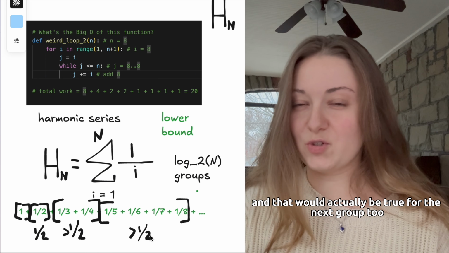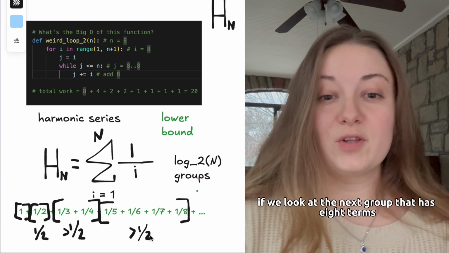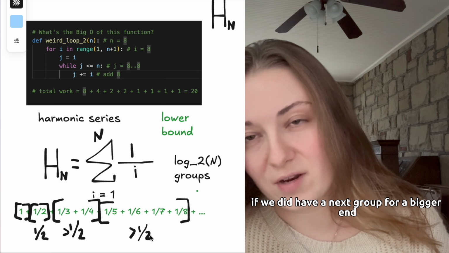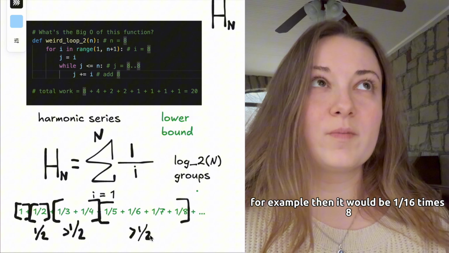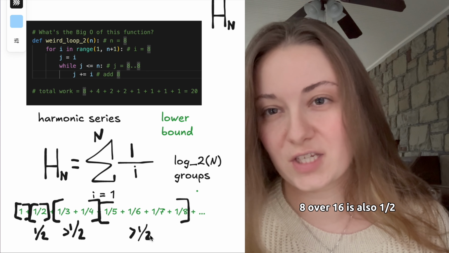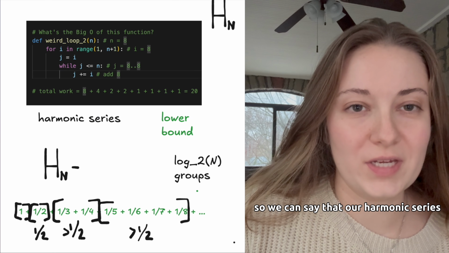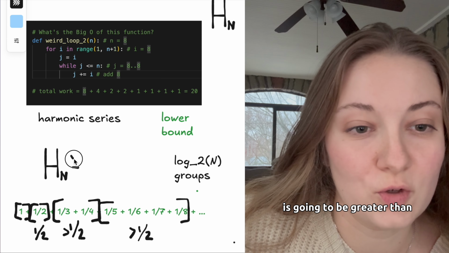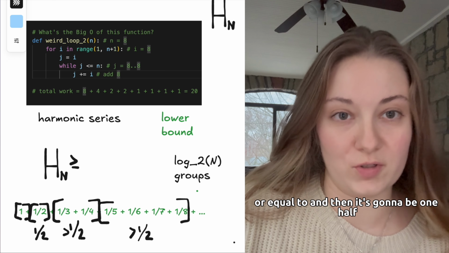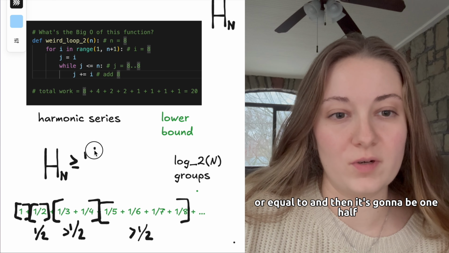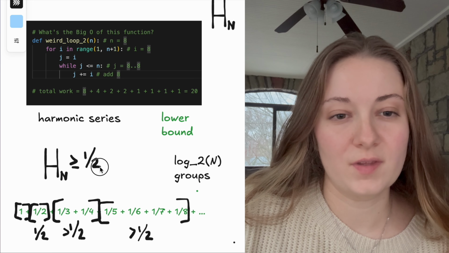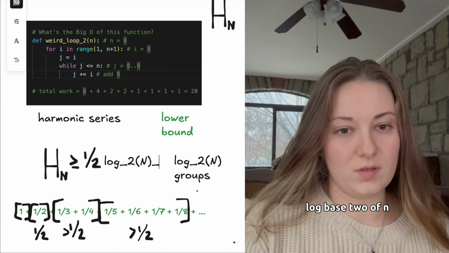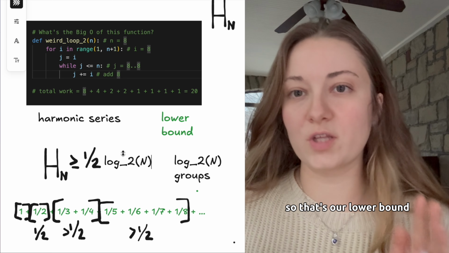And that would actually be true for the next groups too. If we look at the next group that has 8 terms, if we did have a next group for a bigger n, for example, then it would be 1/16 times 8. 8 over 16 is also 1/2. So we can say that our harmonic series is going to be greater than or equal to 1/2 times log base 2 of n. So that's our lower bound.